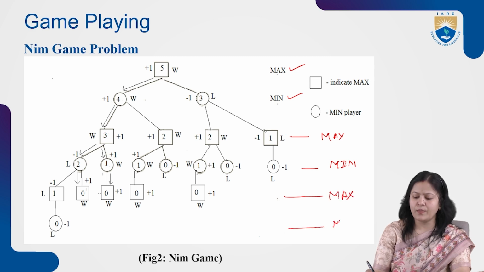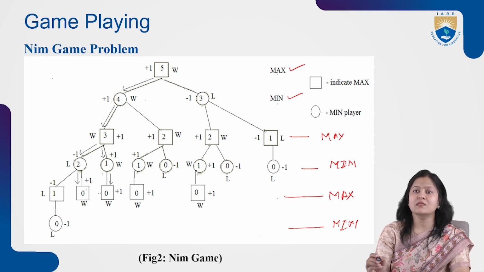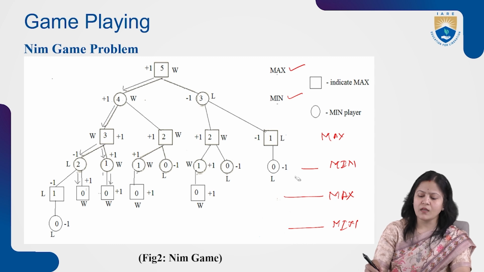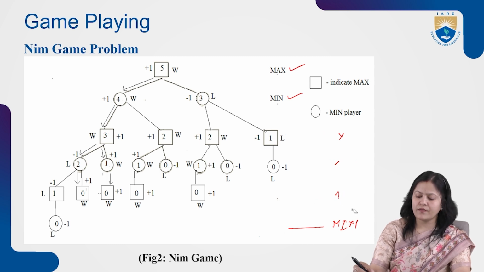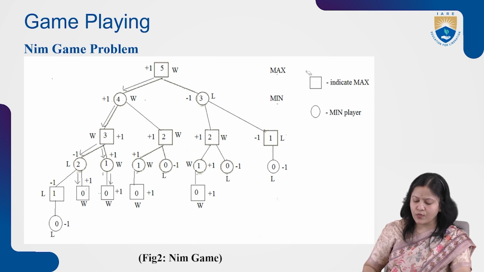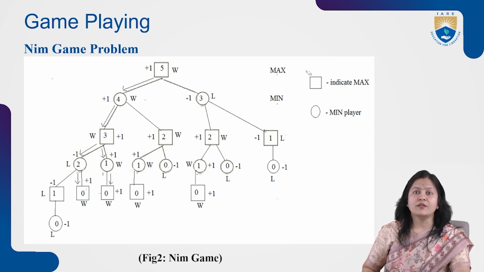For better recognition, we have taken two types of symbols. One is the square symbol, which represents the Max player, and the circle symbol, which represents the Min player. Now let me erase everything, because if I write everywhere it would be too complicated. Let me introduce this game, then I will come back to the problem.